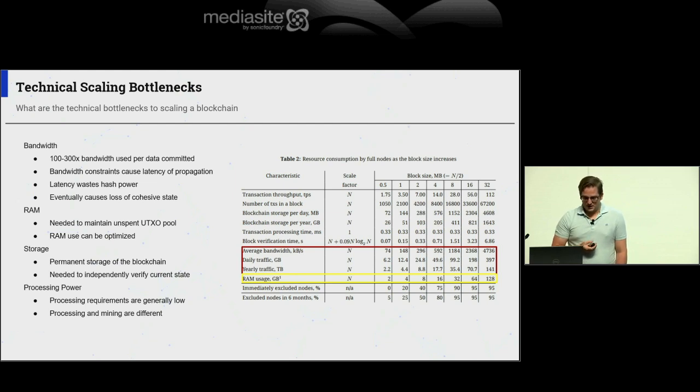If we go further down the stack, which I think are less critical, but still worth mentioning, I think the next most critical piece is RAM, being able to have a performant node which is holding state. So as state gets bigger, you'll need more RAM. Obviously, that can be optimized per application. Then you have permanent storage of the blockchain. And then at the very last, eventually you run into limitations of processing power.